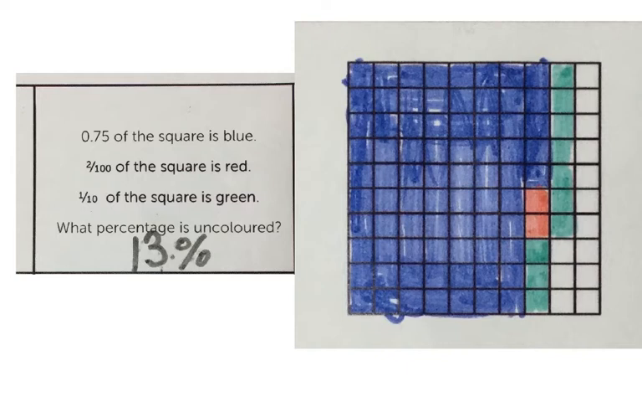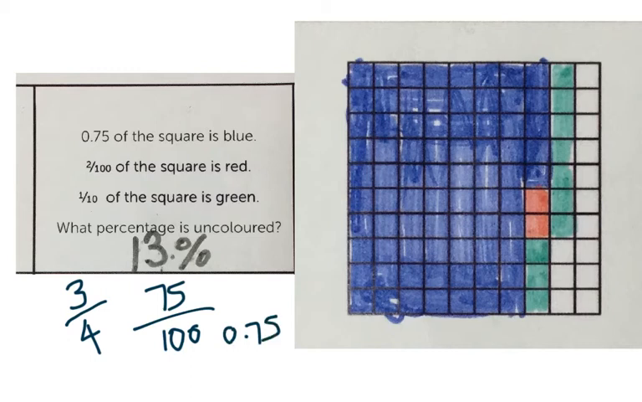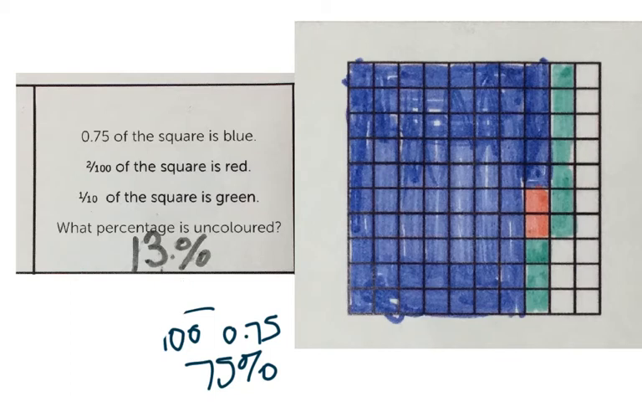Okay, the next one, 0.75. That is equivalent to 3/4, or 75 over 100, or 0.75, or 75%. So that's colouring in 75 of our little individual squares. So 7/10, 5/100. So those are my blue ones. 2 hundredths are red, so 2 out of 100. So that's just 2 little squares.